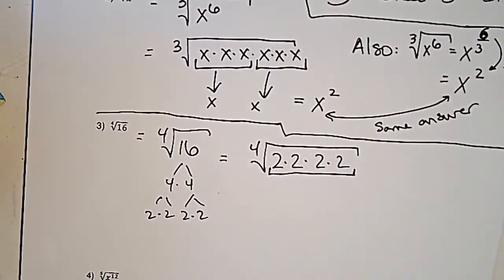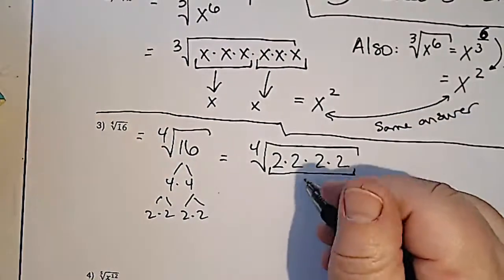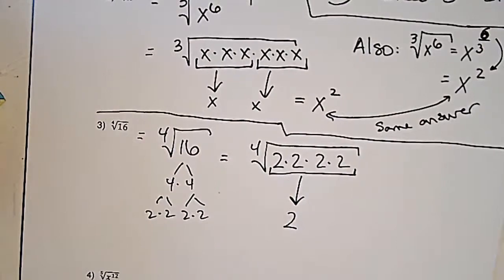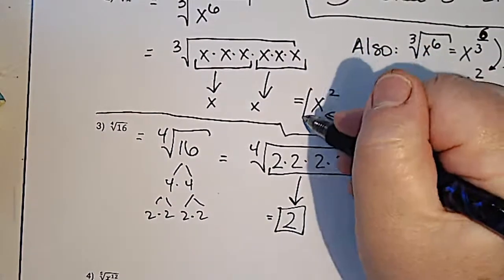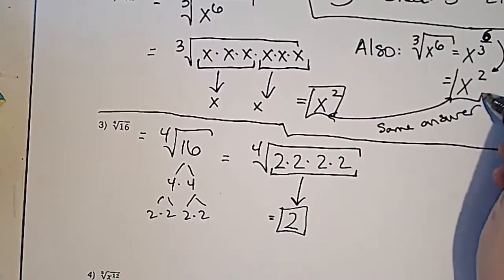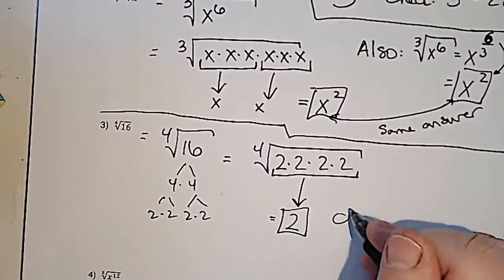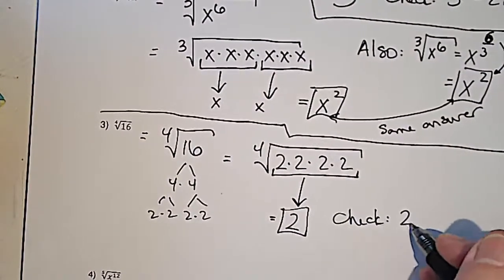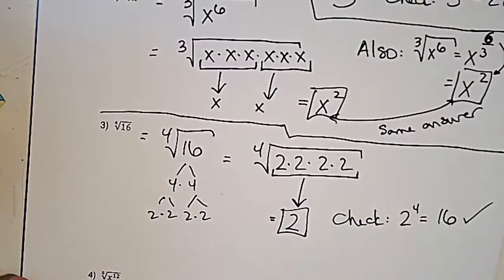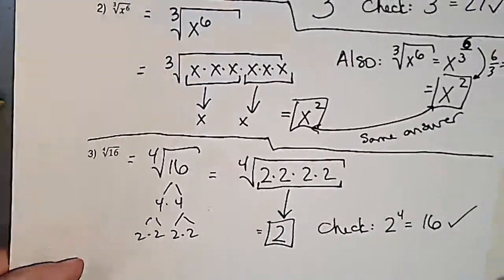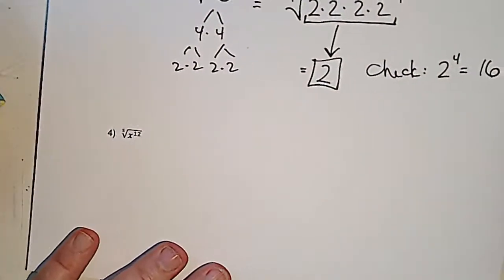And this is an even bigger bear. Yum, yum, yum. Only 1 makes it out. Oh, I didn't put my square around this. Shall we check? 2 to the 4th power is 16. Yay! So the 4th root of 16 is 2. Okay, let's try the next one.